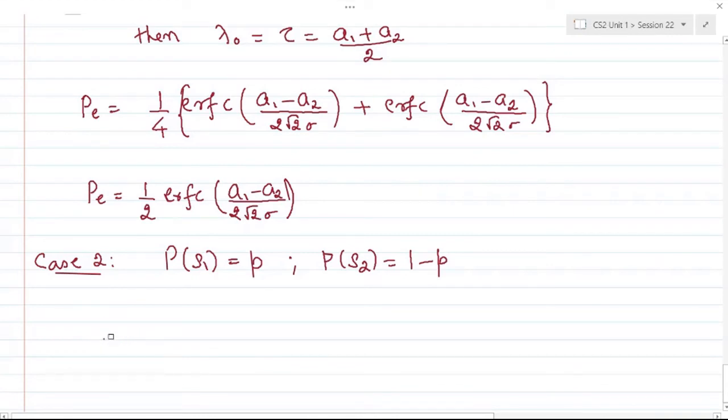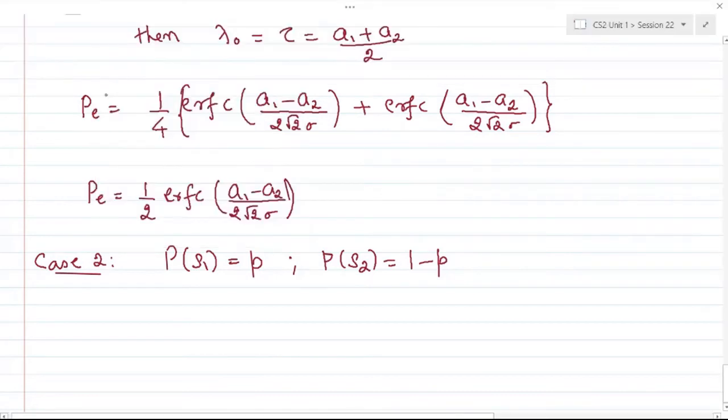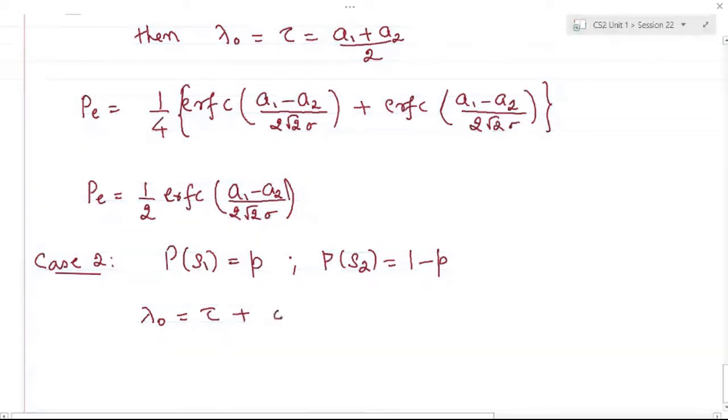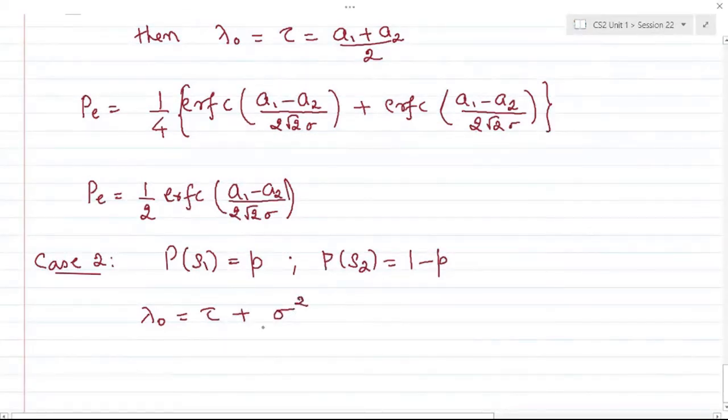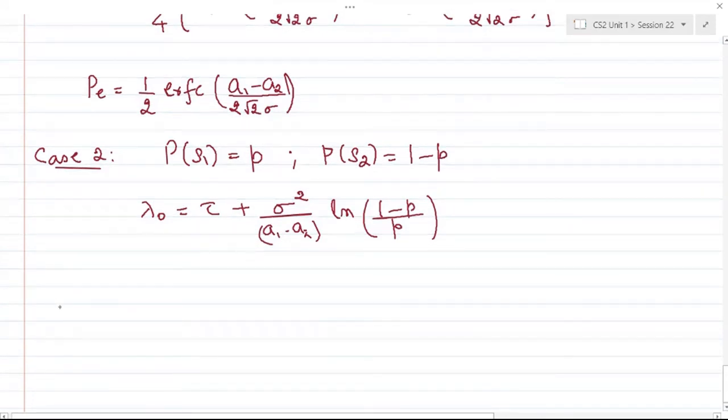Okay, so lambda naught is a threshold for which we are going to get (A1 plus A2) by 2. Lambda naught is basically tau, which we had represented as tau plus sigma squared over (A1 minus A2), times the natural logarithm of P of S2 by P of S1. So this is (1 minus P) over P.